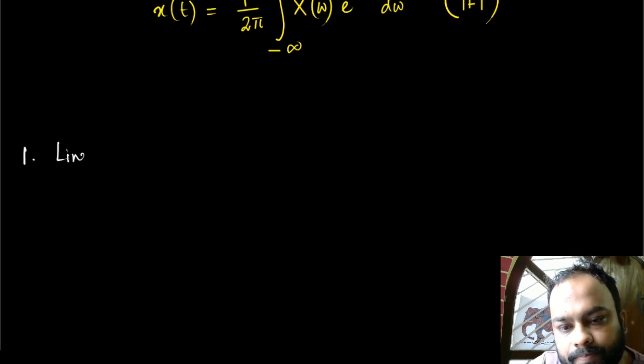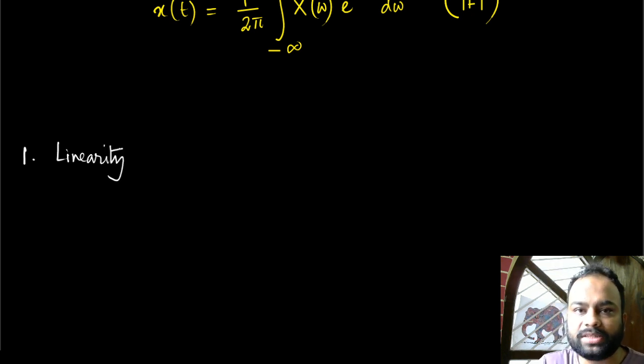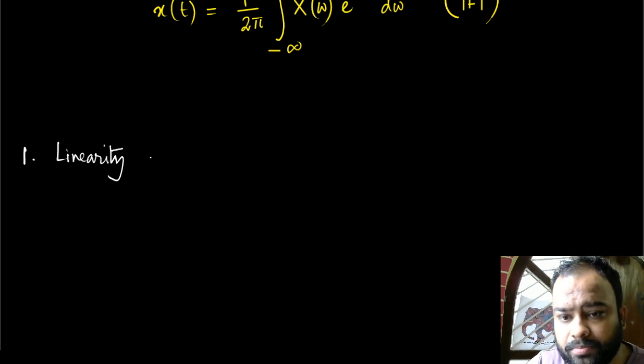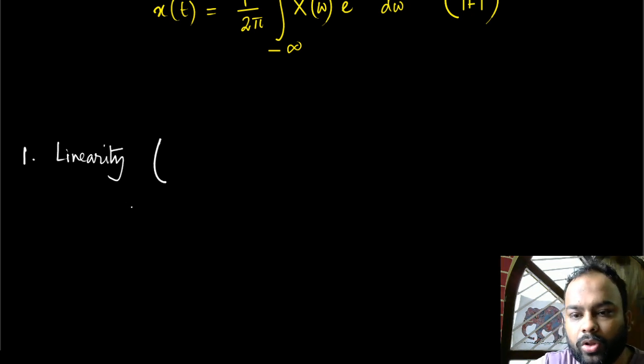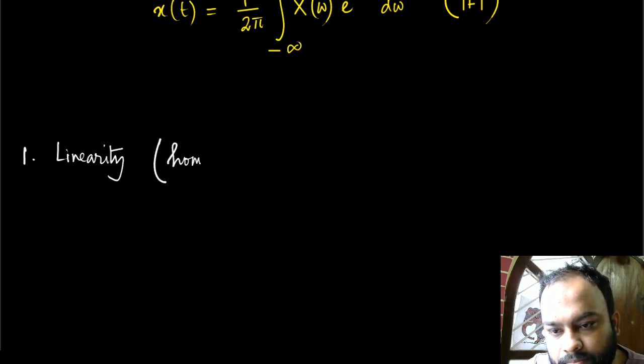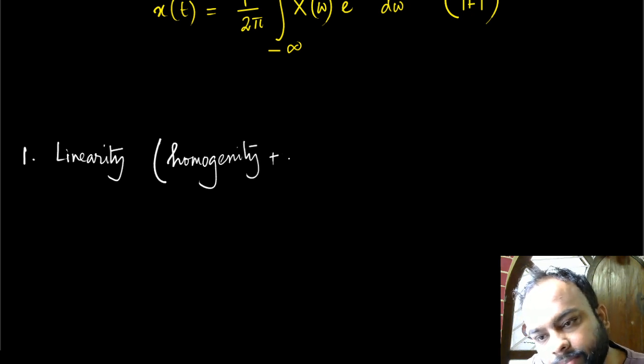Linearity. I'm not going to prove this because we did prove it in the last class. Linearity essentially means two properties: one scaling property, and one superposition property. So scaling, homogeneity, plus additivity, or rather superposition.